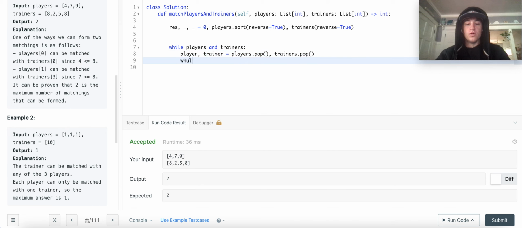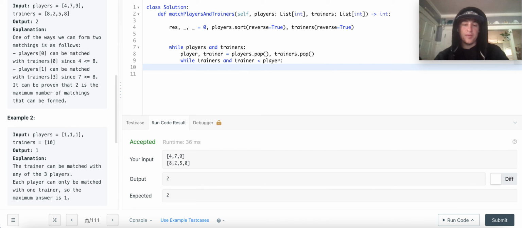And what happens is, well, while there are still trainers left, because we're trying to match this player, right? While there's trainers left, but the trainer's value is less than the player's value, right? So this trainer can't accommodate this player, and since they're sorted, this trainer can't accommodate any subsequent player. So if it can't accommodate me, it's not going to be able to accommodate anybody else, so I need to try the next trainer. And trainers pop again.